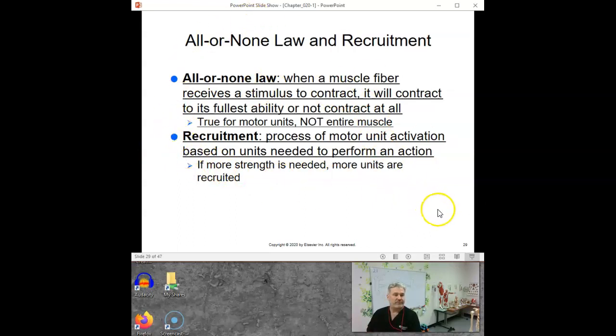Oh, and I already talked about this too, so if you need more power, you recruit more motor units. Your brain can't ask them to pull harder because they're already pulling as hard as they can. So your brain goes, well, this group isn't enough. Let's recruit more motor units. And eventually, by the way, it recruits all your motor units, and that's as strong as you are in that area. That's it.